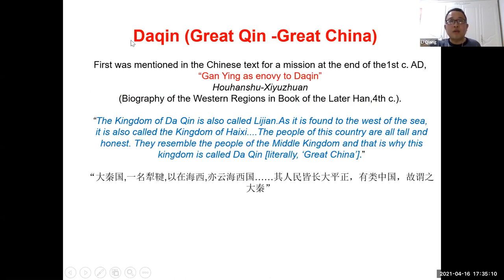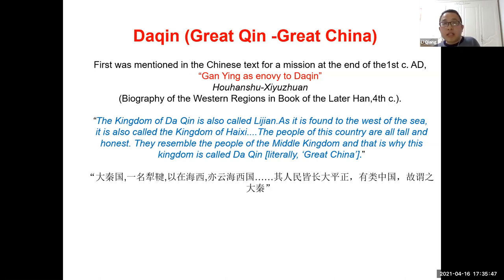Now let me go into a little detail. Daqin, this Chinese word, means Great Qin, Great China. It was first mentioned in a Chinese text about a mission at the end of the first century, which mentioned a Chinese man as envoy to Daqin. Daqin was said to be located to the west of Anxi. Anxi, it is sure, refers to Parthia in Chinese sources. So from these sources, we know that this state should be the Roman Empire.